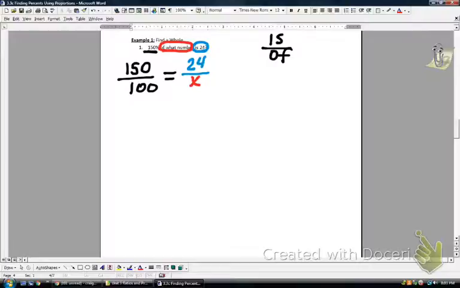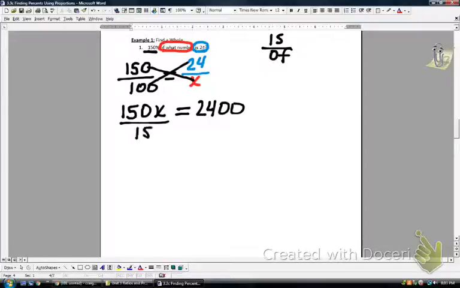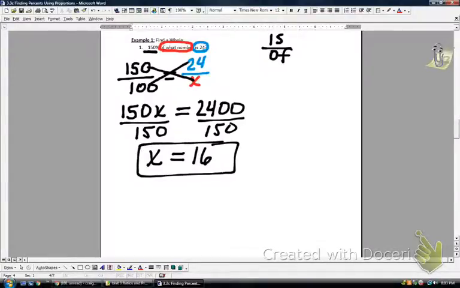My last step is solve using the cross product property. So I'm going to solve 150 times x is 150x. Then 24 times 100 is 2400. Divide both sides by 150, and we've done this. You guys probably have like a lot faster than I do. 2400 divided by 150 is 16. So 150% of 16 is 24. And that sounds a little bit weird, but 150% is over 100, so it makes sense that my number is 16.